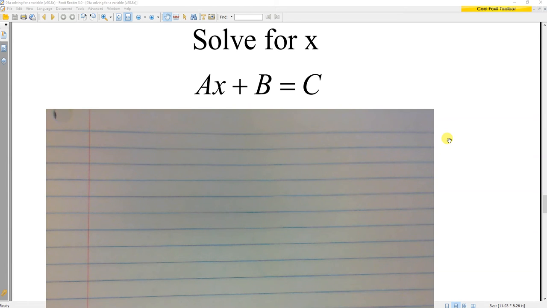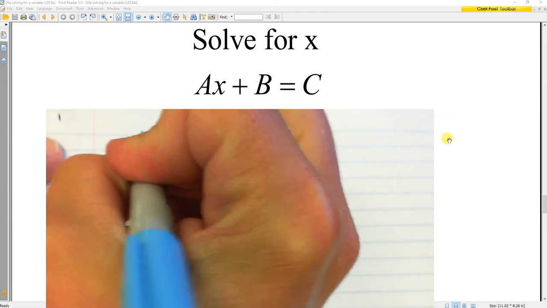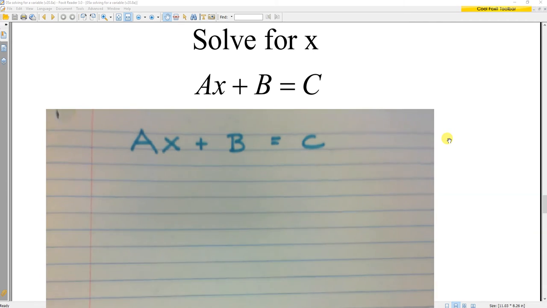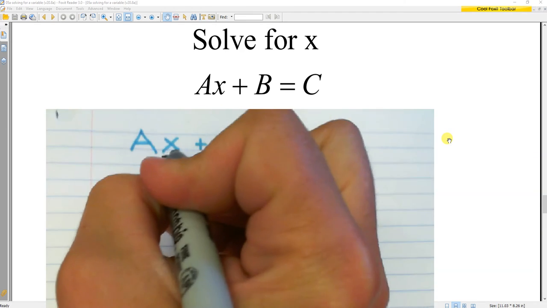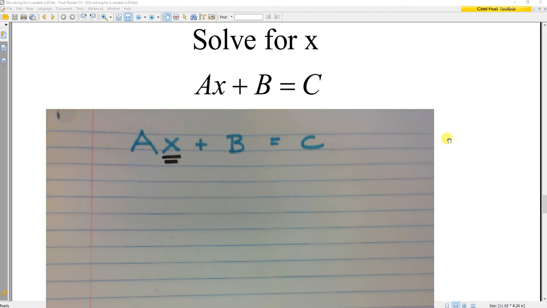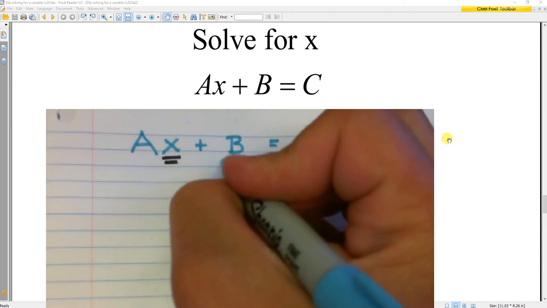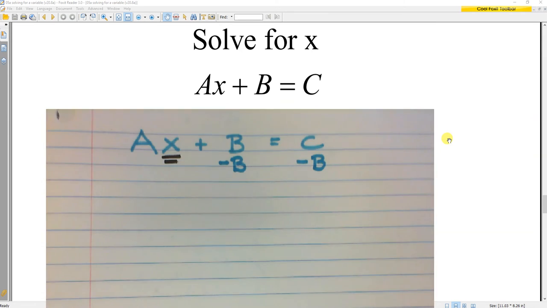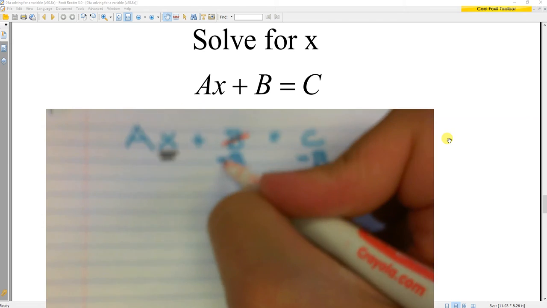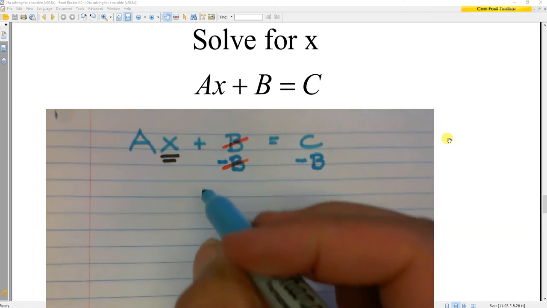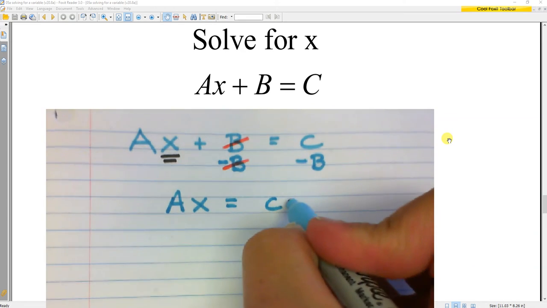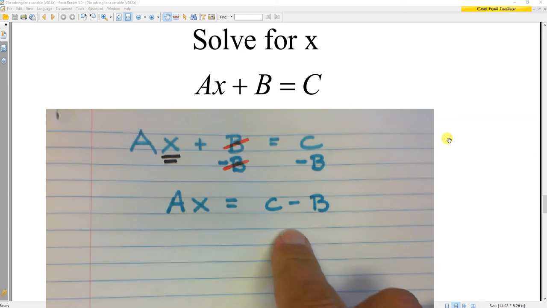ax plus b equals c. I'm trying to get the x all by itself, which means I don't want to touch the x. I'm not going to move the x. The x wants to be by itself. Let's start by subtracting b from both sides. So minus b, ax equals c minus b. Just putting them next to each other.